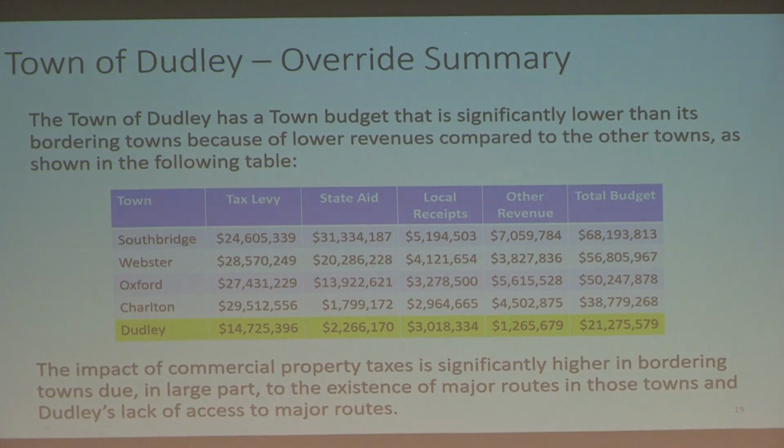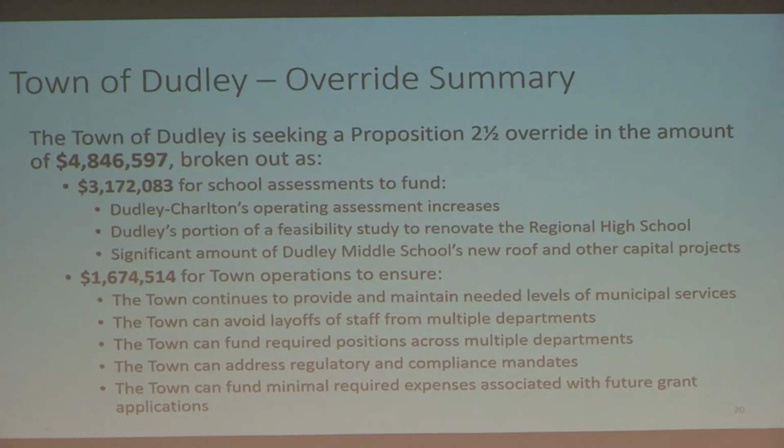The impact of commercial property taxes is significantly higher in bordering towns, due in large part to the existence of major routes in those towns and Dudley's lack of access to major routes. The town of Dudley is seeking a Proposition 2.5 override in the amount of $4.8 million, broken out as $3.17 million for school assessments to fund Dudley Charlton's operating assessment increases, which were covered earlier. And as mentioned earlier as well, Dudley's portion of a feasibility study to renovate the regional high school, and a significant amount of Dudley Middle School's new roof and other capital projects. The $1.67 million for town operations.